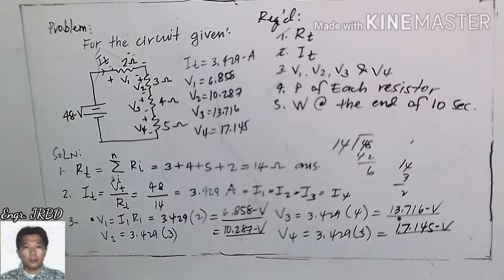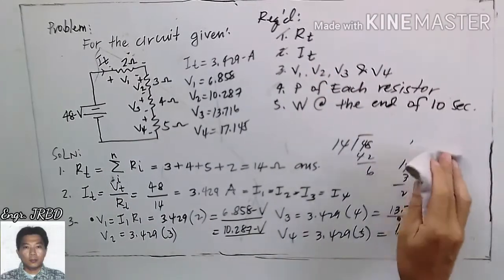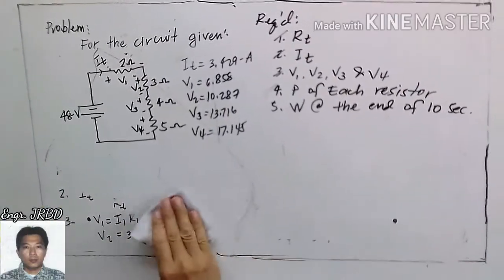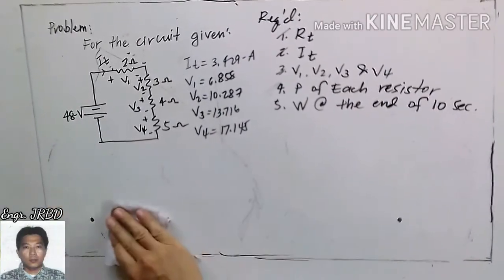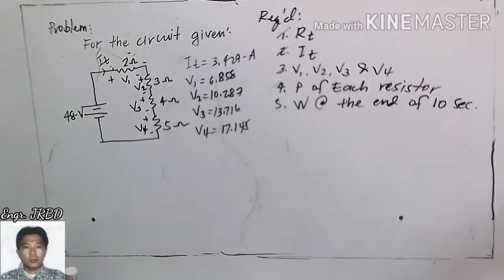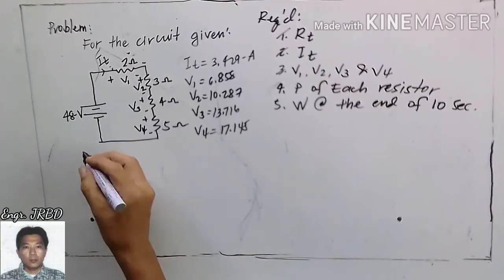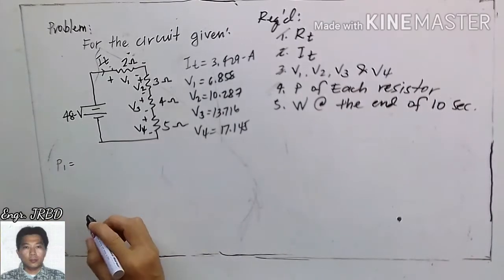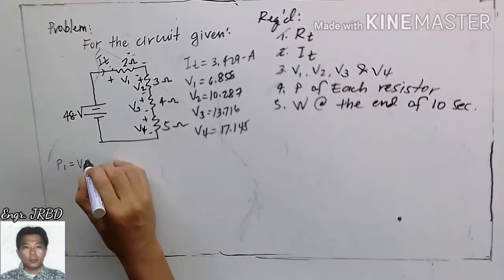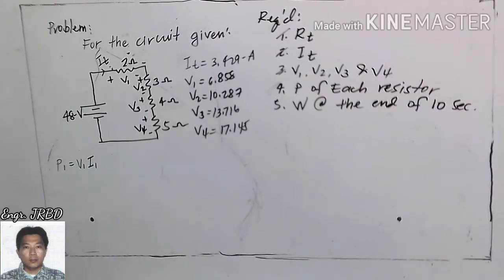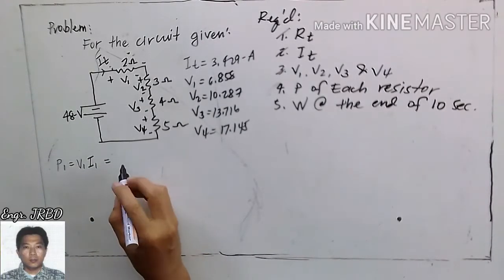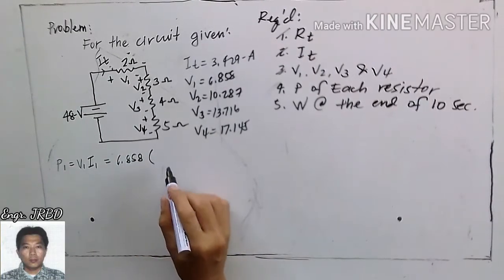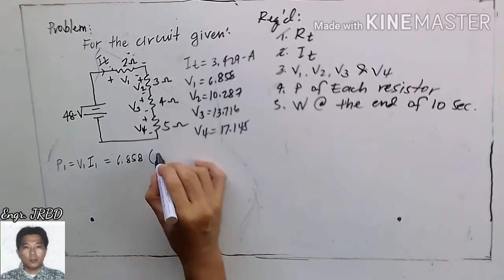Next is the power. So how do you find the power? The basic definition of power is the product of the voltage multiplied by the current. So if you are looking for the power that is being dissipated by your 2 ohms, this is just the voltage across your 2 ohms and the current through your 2 ohms. Or simply, this is your V sub 1, 6.858 volts times your current of 3.429.